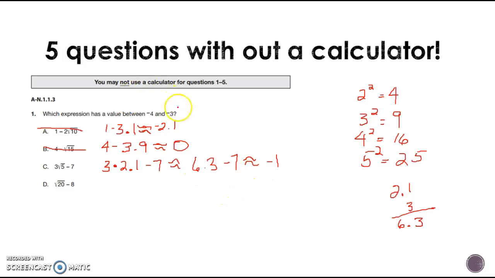All right, if this was a 6, it would be less than negative 1. Well, that's not what they're saying. It's not between negative 4 and negative 3. So after all that, the last one must be the right answer. But let's just double check and play with it.